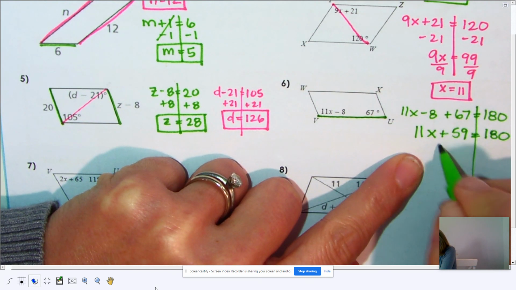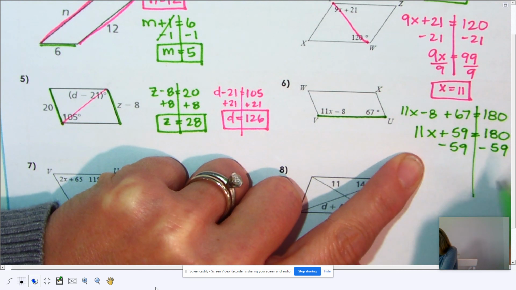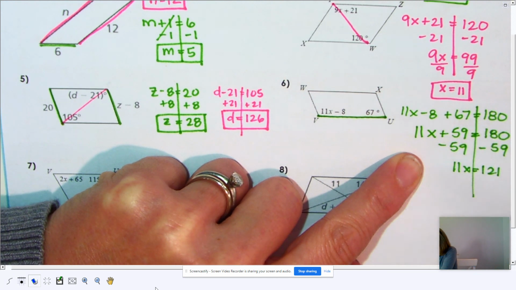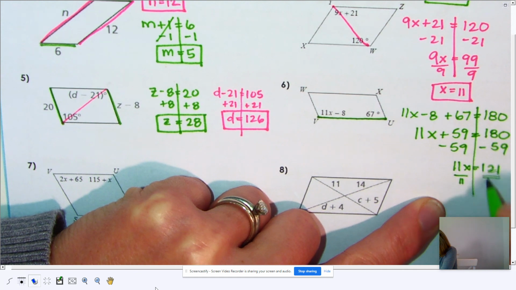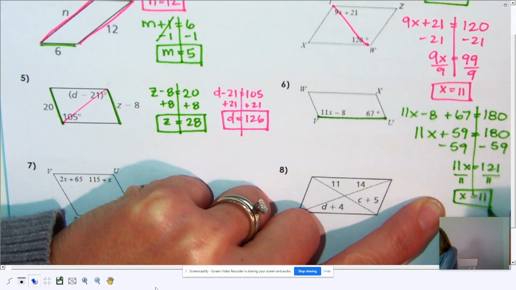Then I'm going to subtract the 59 on both sides so that it stays evenly balanced. So I have 11x is equal to 121. I'm going to divide by the 11 on both sides, and I get x is equal to 11.